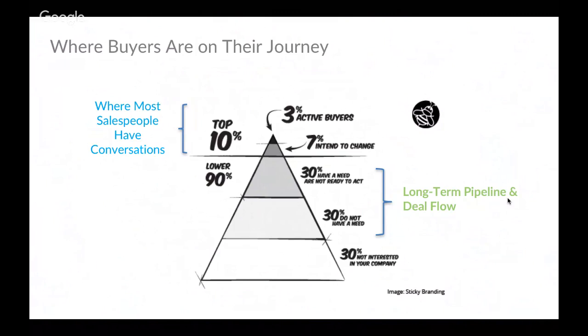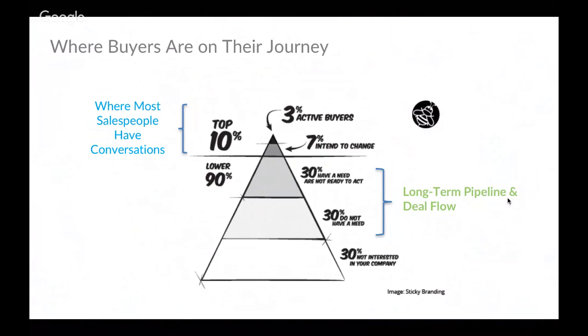But think about the bottom 90. If this was an iceberg, you've got the tip of the iceberg, that's the 10%, but then you've got the 90% at the bottom. At the very bottom, you've got 30% that'll never be interested in your company. Don't even waste your time on them. Move on, sayonara, see you later, we're not focused on them. You're not gonna switch them, so why waste time?